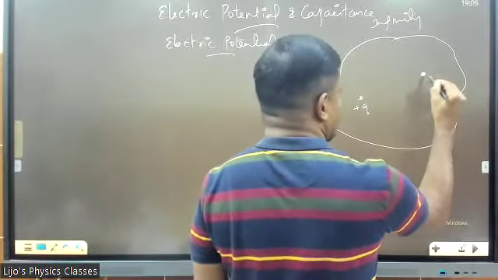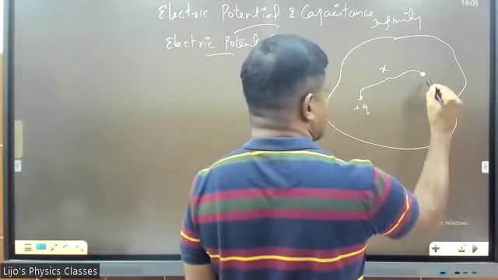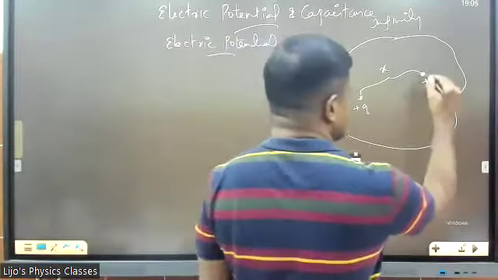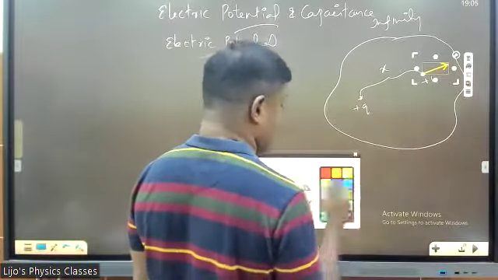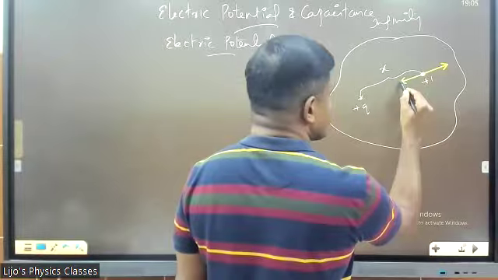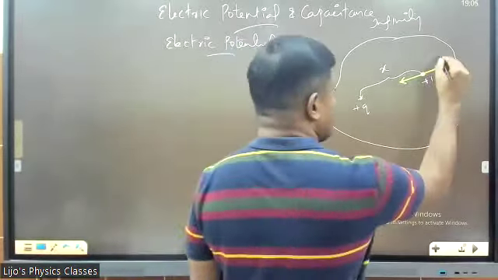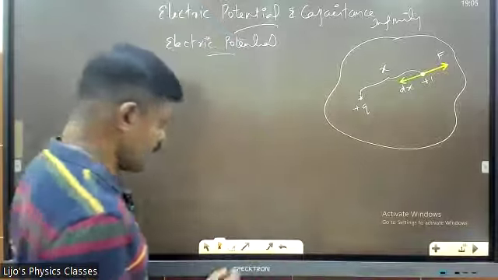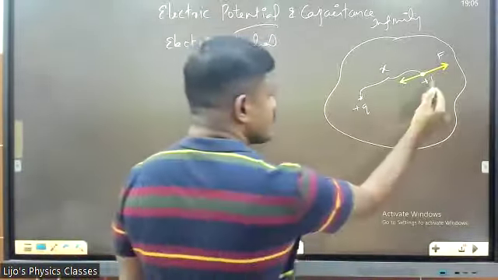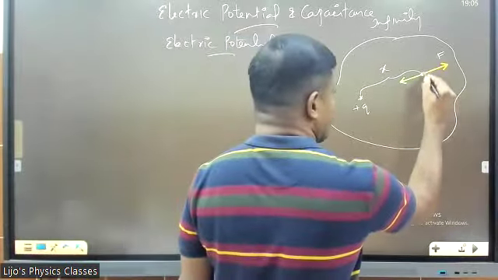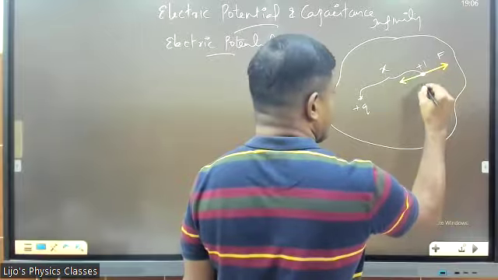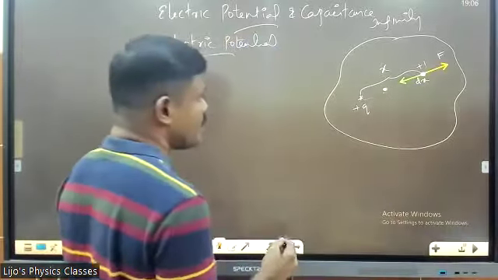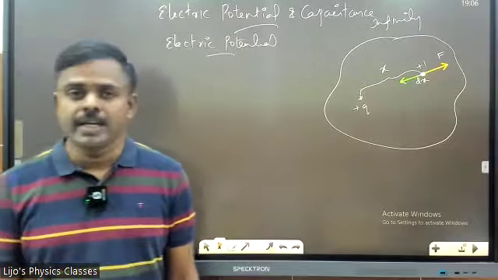Potential at a point in an electric field is the work done in bringing a plus 1 coulomb from infinity up to the point.